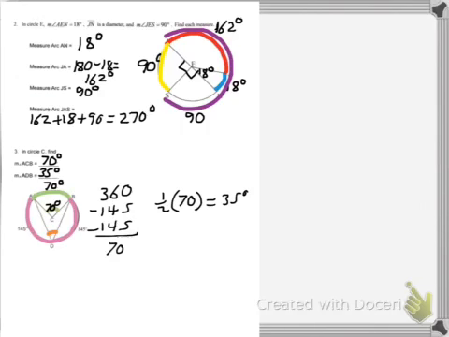That's it for our lesson on central and inscribed angles.